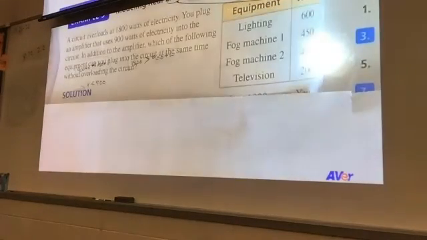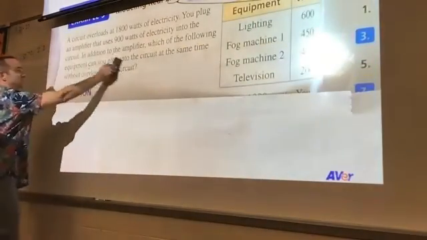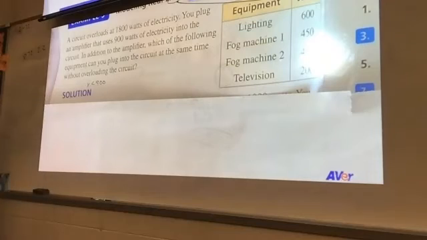All right, second part of the question throws more stuff at you off to the side. And now it just says, all right, now that we know that, what could we plug in and make work? Could I plug in the lighting by itself? Yes. Could I plug in the lighting and the television? Yes. Could I plug in the 2 fog machines? No, because it's not less than or equal to, right?